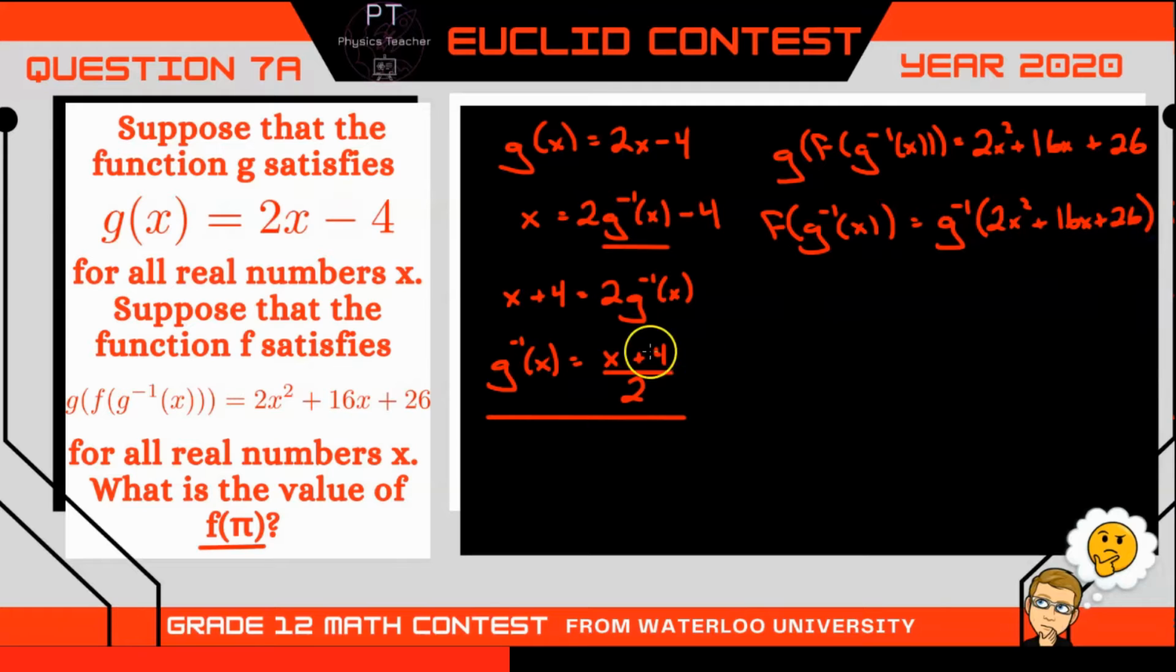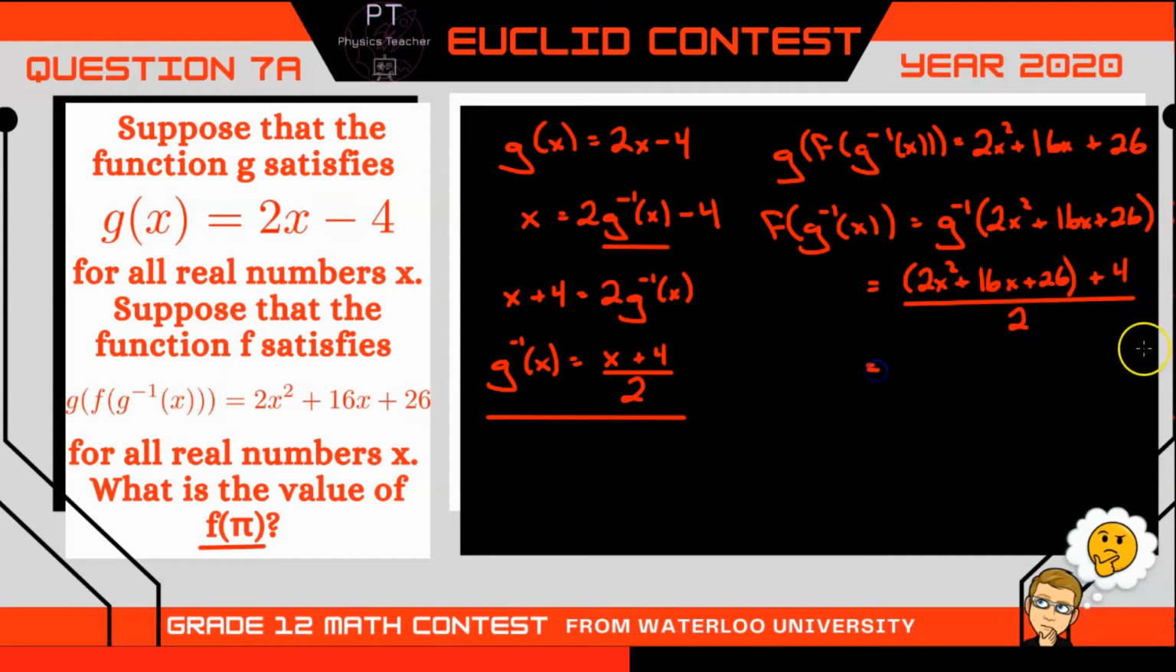Now luckily I did figure out an equation for the inverse function. So I know that the inverse function of x is just x plus 4 over 2. So I can write this as that 2x squared plus 16x plus 26. That is our x. And then we're just going to add 4 and divide by 2.